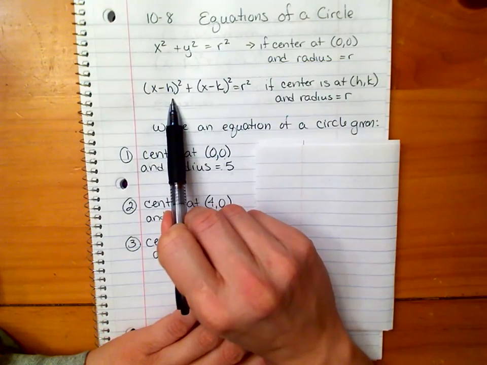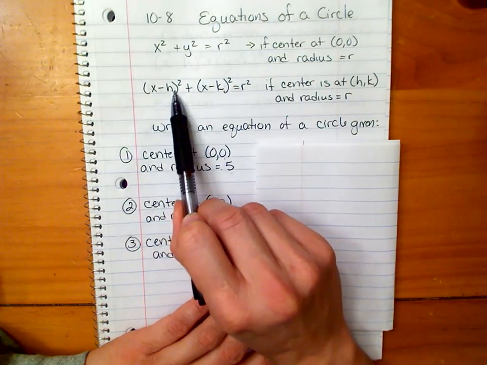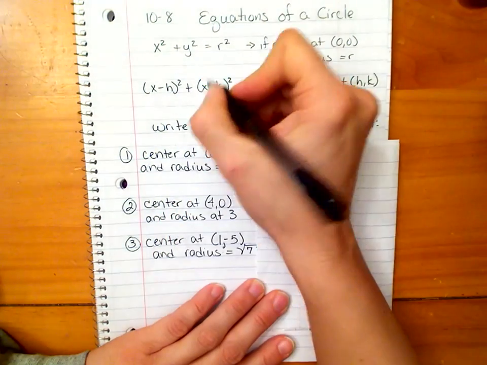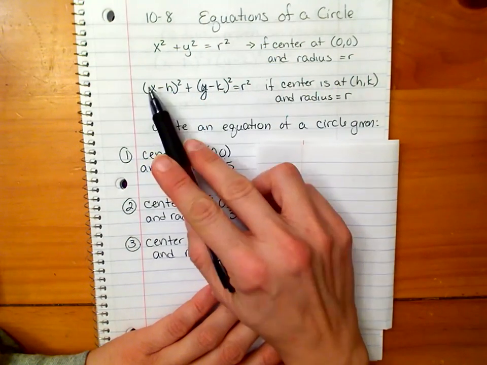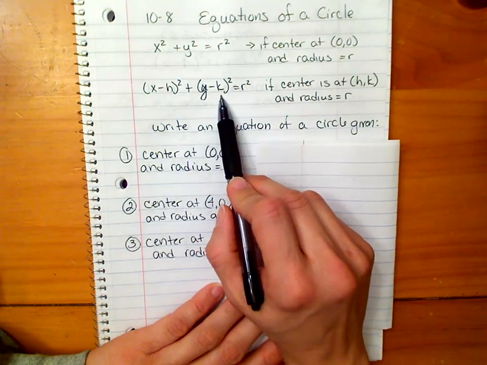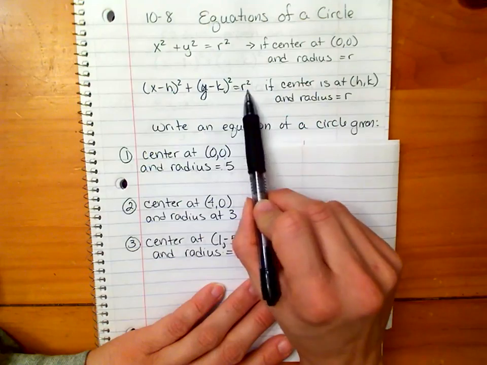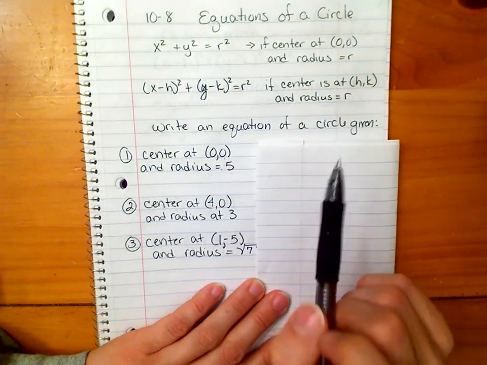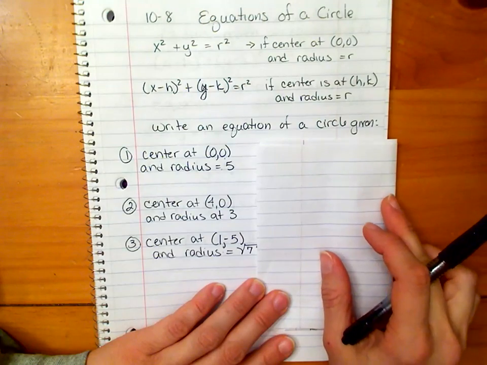If the center is not at 0, 0, the equation looks like this: x minus h squared plus y minus k squared equals r squared. The x and y will always be x's and y's in the equation. The h and k are your center, and again, the square root of whatever number you have here will be your radius. So we're going to do a couple examples. We're going to write a couple equations of circles.